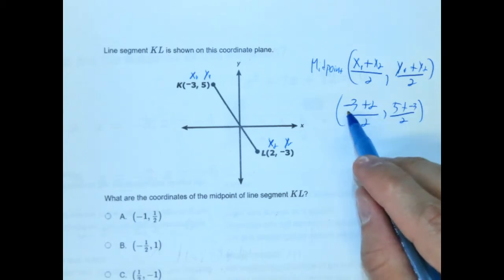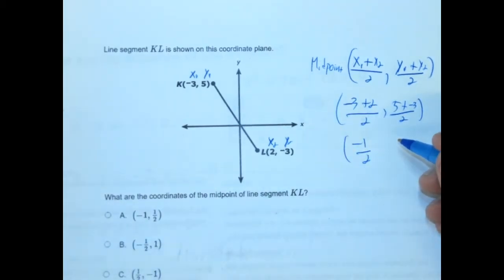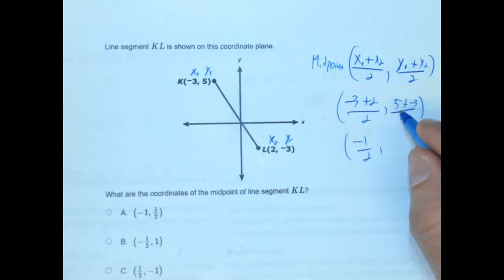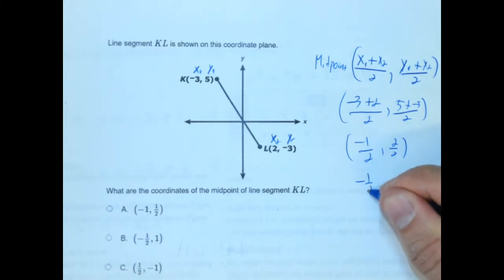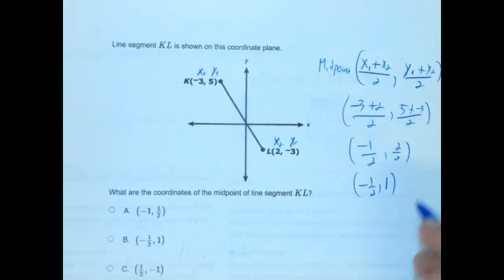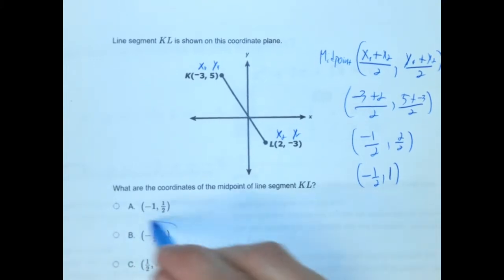Okay? So negative 3 plus 2 is negative 1, so we have negative 1 half. And then 5 plus negative 3 is 2 over 2, which is 1, so negative 1 half, comma 1. Okay? And that's it. It's really that straightforward, so it'd be letter B.